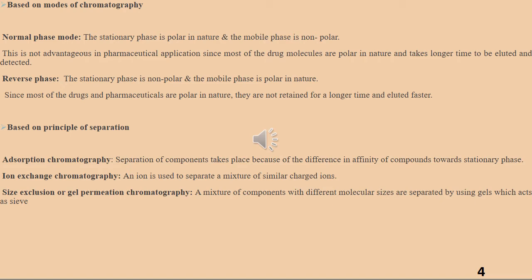Next is based on the principle of separation. Adsorption chromatography: separation of components takes place because of the differences in affinity of compounds towards the stationary phase. Ion exchange chromatography: an ion is used to separate a mixture of similarly charged ions. Similarly, size exclusion or gel permeation chromatography: in this, a mixture of components with different molecular sizes is separated by using gels which act as sieves.